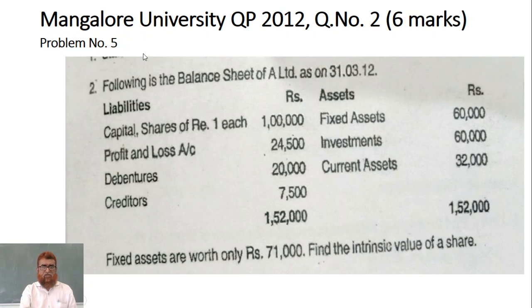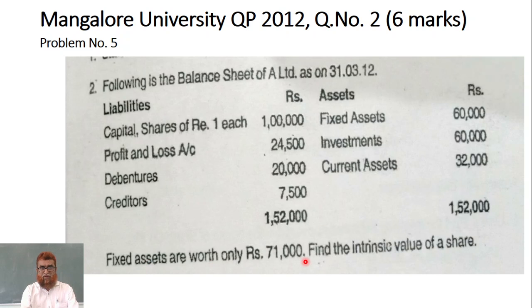First of all, the first question is from Mangalore University question paper 2012. This is a 6 marks question. The question is like this. Following is the balance sheet of A Limited as on 31st March 2012. Liabilities: capital, shares of rupee 1 each, 1 lakh, means 1 lakh shares of 1 each. Profit and loss account 24,500, debentures 20,000, creditors 7,500. Assets: fixed assets 60,000, investments again 60,000, and current assets rupees 32,000. Balance sheet total is 1,52,000.